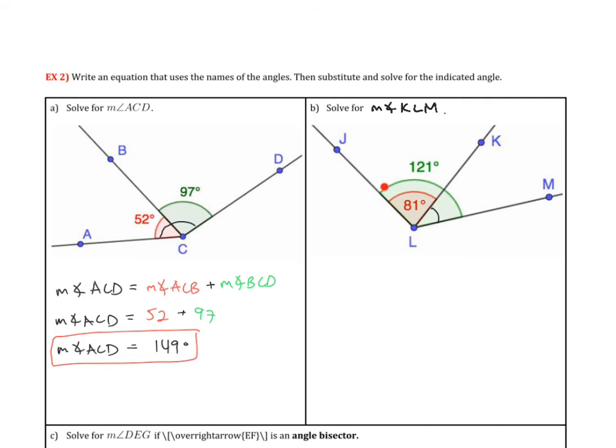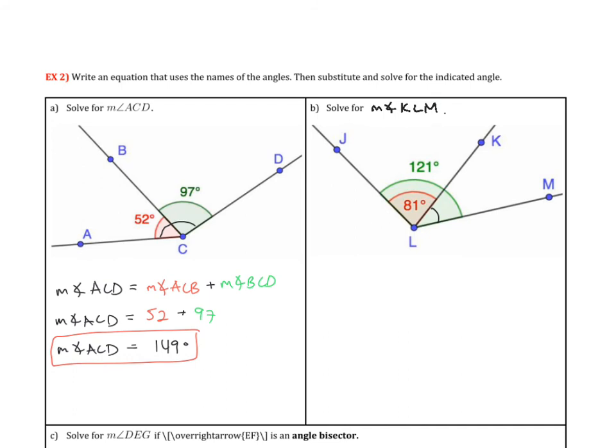Now, what I do have is this green arc that measures 121 degrees, and this green goes from JL to LM. So this 121 degrees actually represents the measure of angle JLM, which is the whole angle. And I'm given a part of it, angle JLK, which is 81 degrees. So if I'm given the whole and I'm only given one of the parts, well, we can do some subtraction to find what's missing.